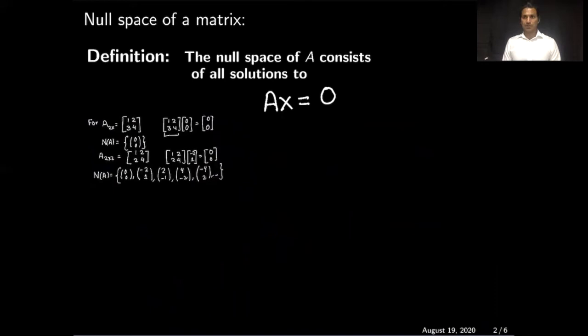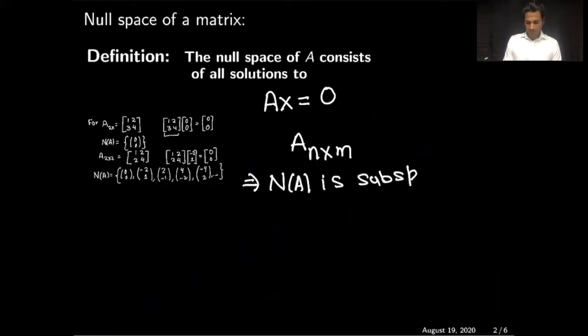Now, let me give you a few more pieces of information about the null space of a matrix. If a matrix A is of order n by m, then the null space of the matrix, which is denoted by N(A), is a subspace of R to the power m.